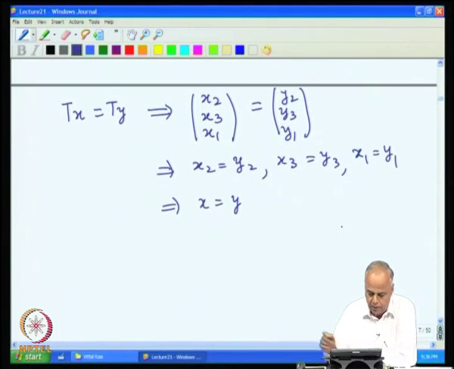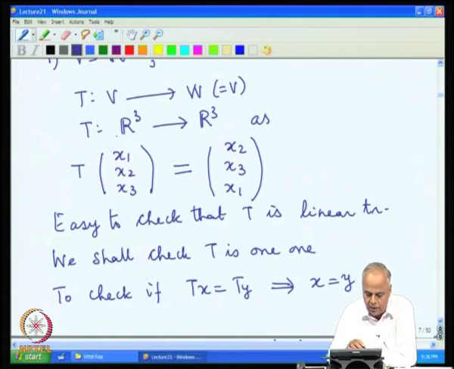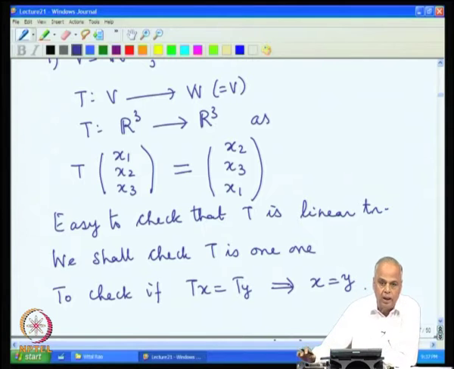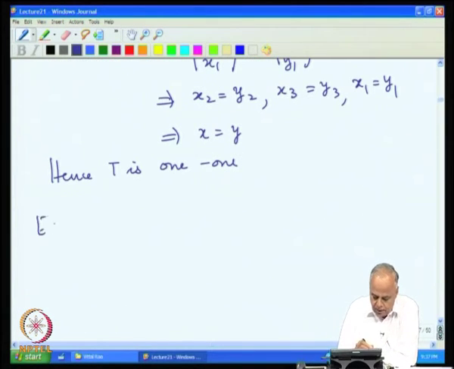Hence, T is 1-1. So, this is an example of a 1-1 transformation. Notice here that the dimension of V is 3 and the dimension of W is also 3. We said that the a priori requirement for having a 1-1 linear transformation is that the dimension of V must be less than or equal to the dimension of W. Here is a case where the dimension of V is equal to that of W. Let us look at another example.